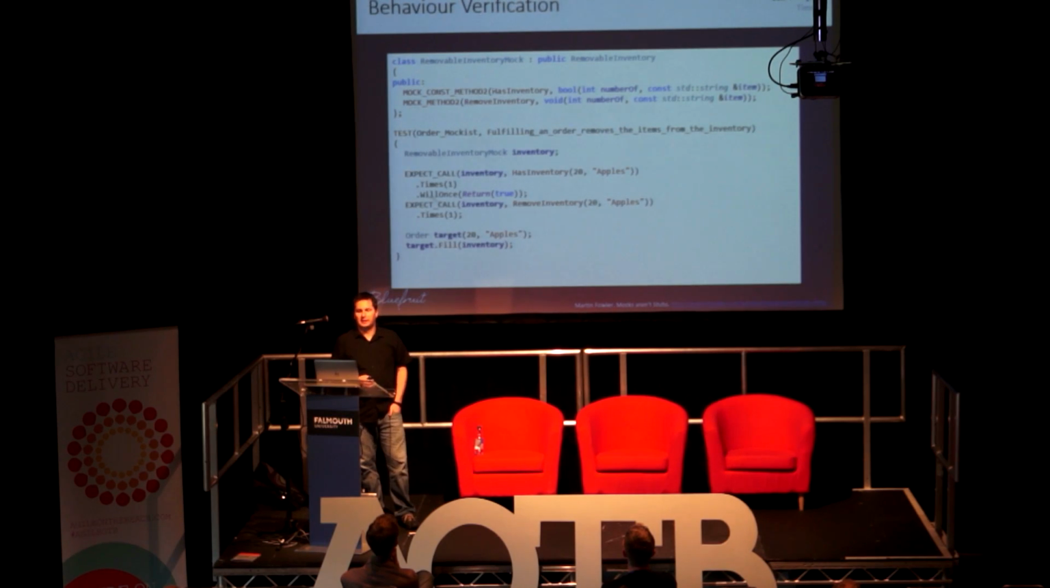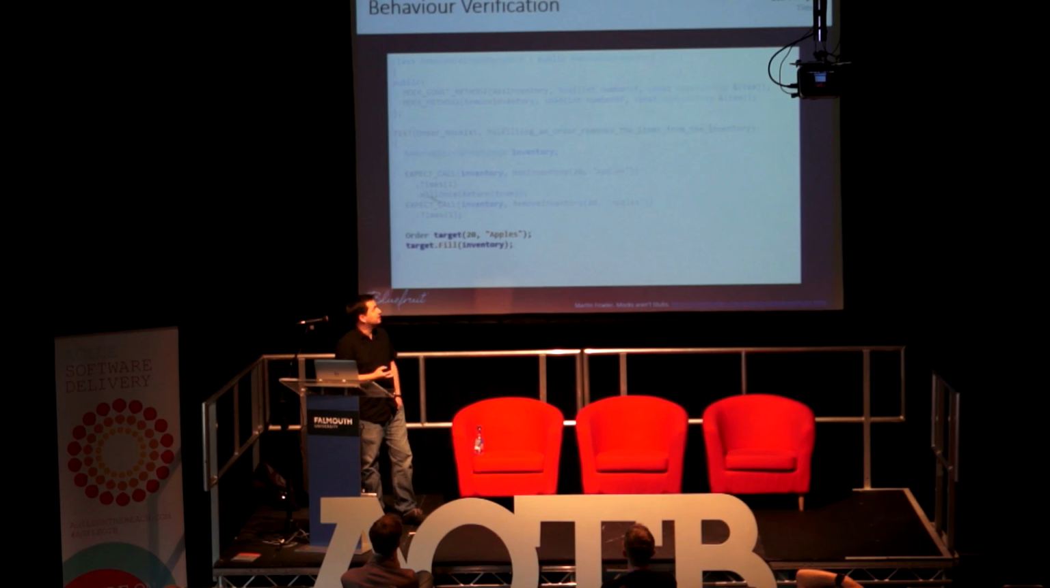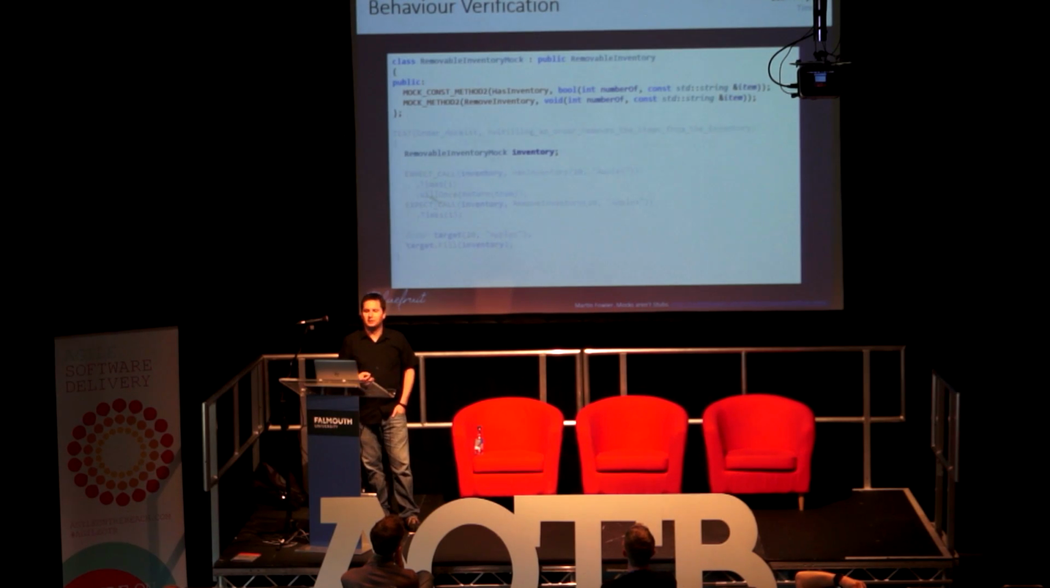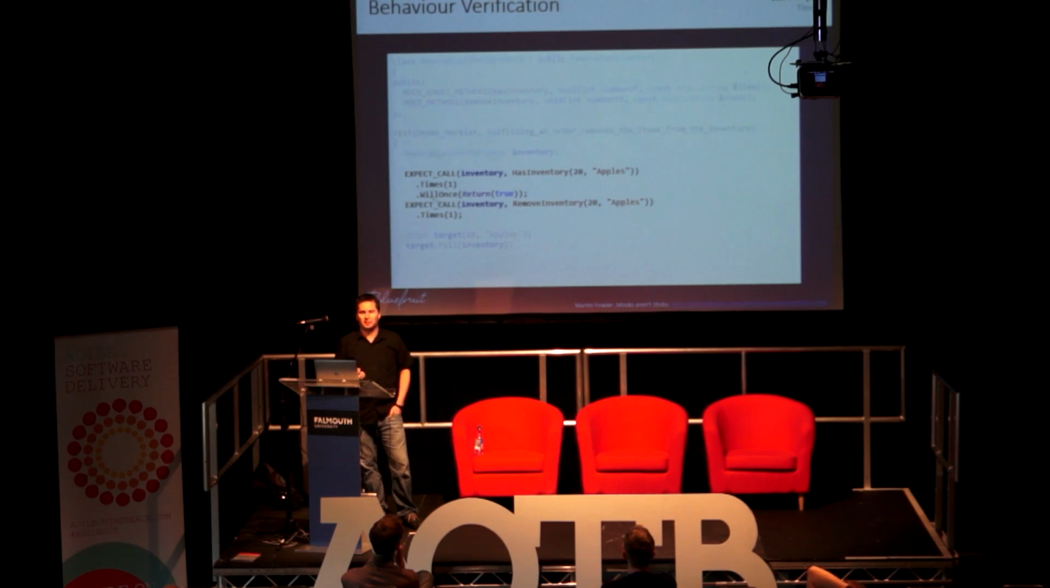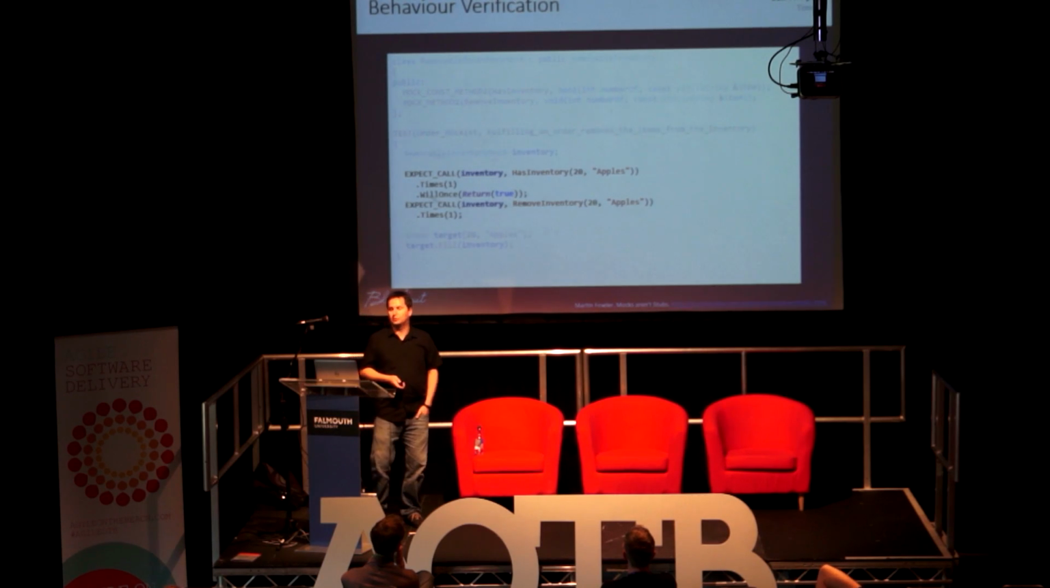The other style of TDD is mockist TDD, and mockist TDD uses what's known as behavior verification. The system under test is the same. This time I'm using a mock object to implement the removable inventory interface as the collaborator, and I've implemented it using Google Mock. Mocks tend to be quite long-winded to write by hand, so it's a good idea to use some sort of framework to do it. The real difference here with the mockist style is that you specify the behavior that the collaborator expects. So here I'm saying that there must be a call to has inventory and then a call to remove inventory.